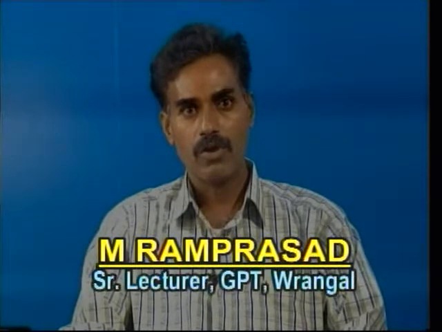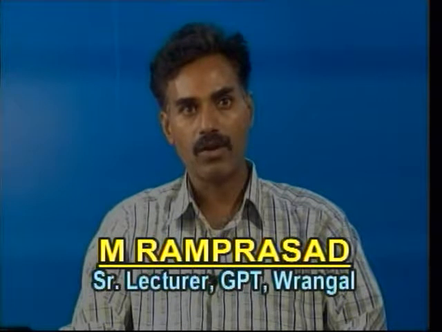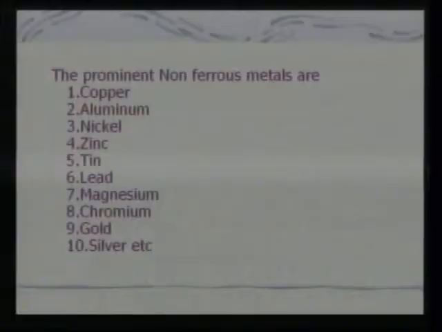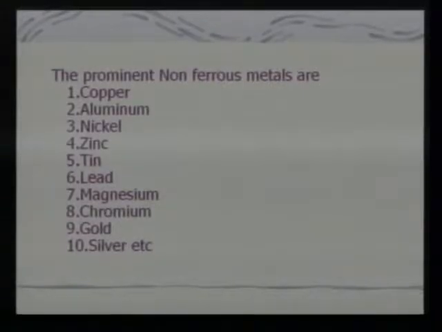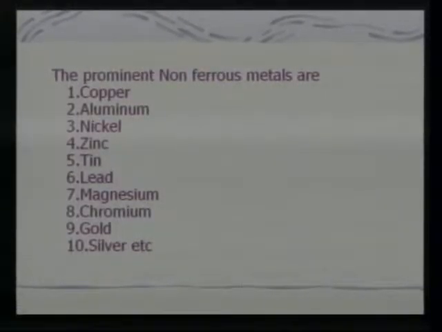Why can't we have cast iron or mild steel ornaments? Because of human comfort and compatibility, corrosion resistance, appearance, etc., they are made with gold and silver, that is non-ferrous metals and alloys which do not contain iron as the main constituent. The prominent non-ferrous metals are copper, aluminum, nickel, zinc, tin, lead, magnesium, chromium, gold, silver, etc.